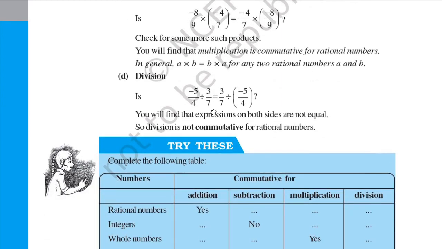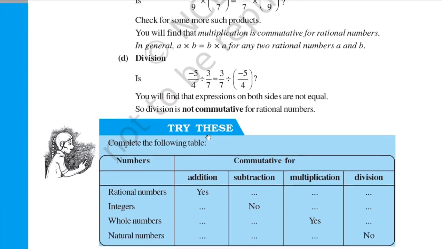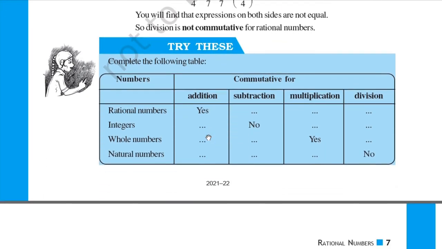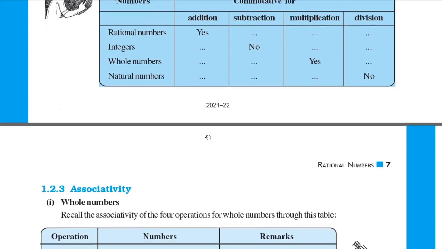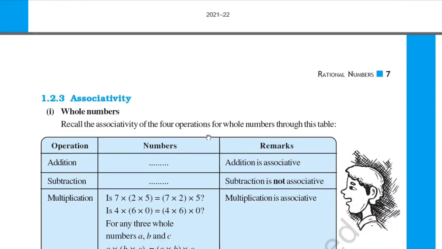So division is minus 5 by 4 divided by 3 by 4 is equal to 3 by 7 divided by minus 5 by 4. So it will not be commutative. You will find that the expressions on both sides are not equal. So division is not commutative for rational numbers. You can try this and write here whether they are commutative or not. Integers, natural numbers, whole numbers, everything is given there.